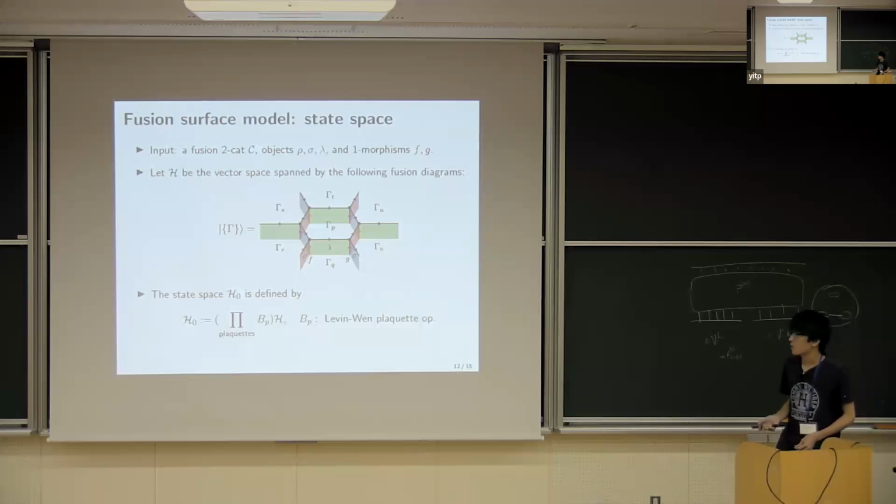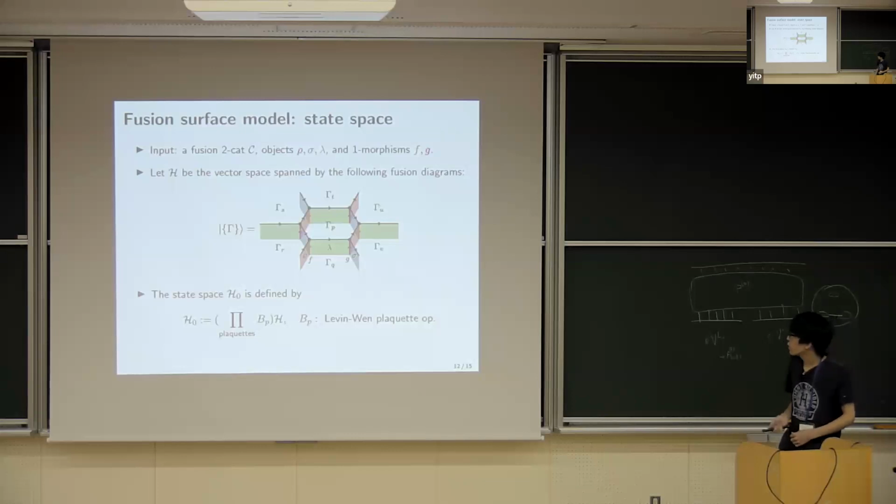So again, we first define the state space. And in order to define the state space of the model, we first consider the vector space H that is spanned by the fusion diagrams of this form. So here, the dynamical variables are objects on each bracket, and also 1-morphisms on each edge, and also 2-morphisms on the vertices. On the other hand, the objects and 1-morphisms on these colored surfaces and their colored edges are the chosen objects rho, sigma, lambda, and the chosen 1-morphisms F and G. And they are not dynamical variables of the model. So the dynamical variables are only on the honeycomb lattice.